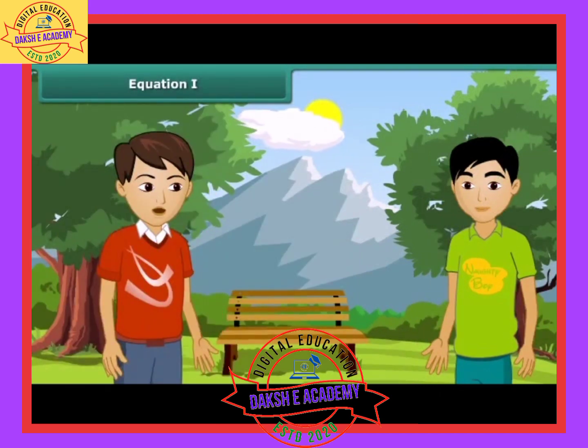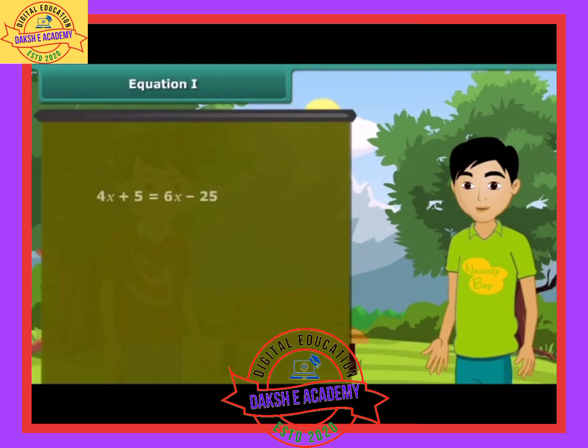Can you explain what an equation is? There is always a sign of equality in an equation. The equality sign shows that the value of the expression on the left-hand side is equal to the value of the expression on the right-hand side. When the expressions on the left-hand and right-hand sides are interchanged, the equation remains the same.